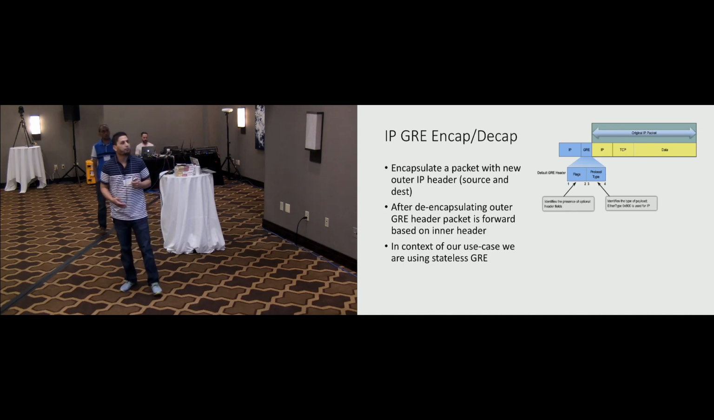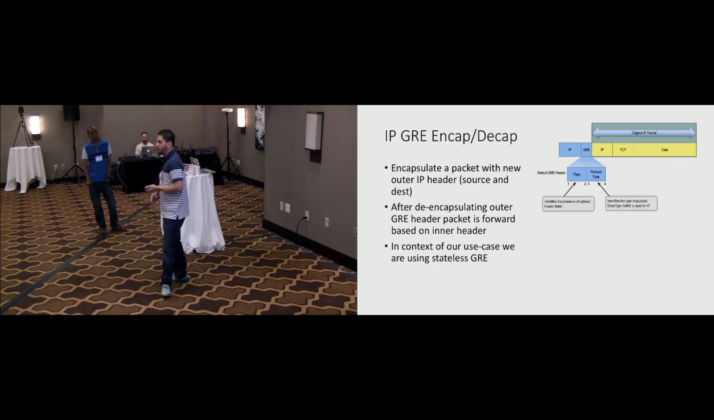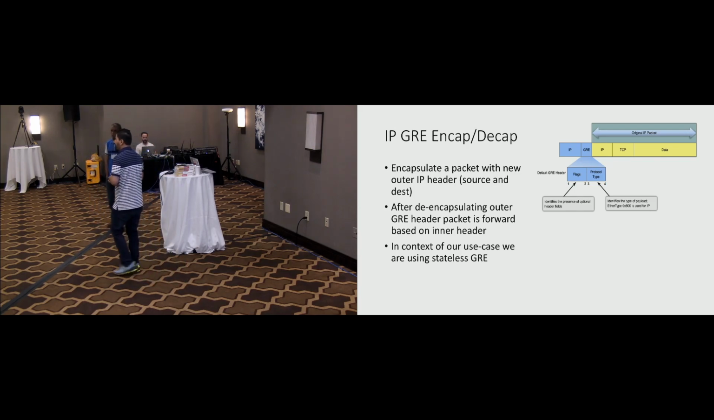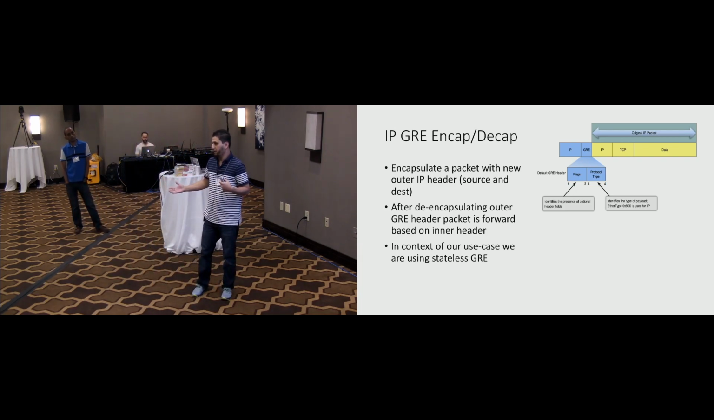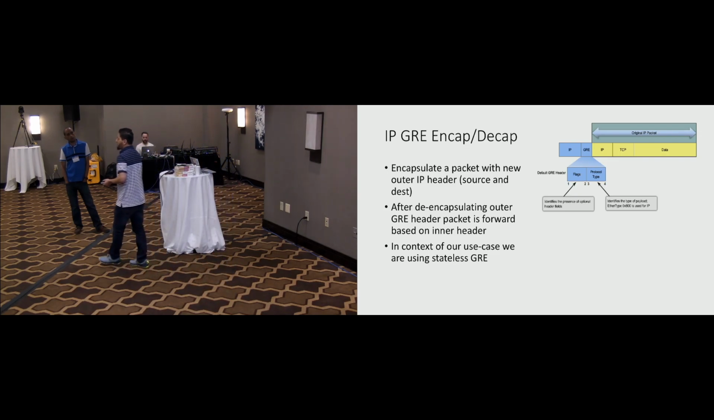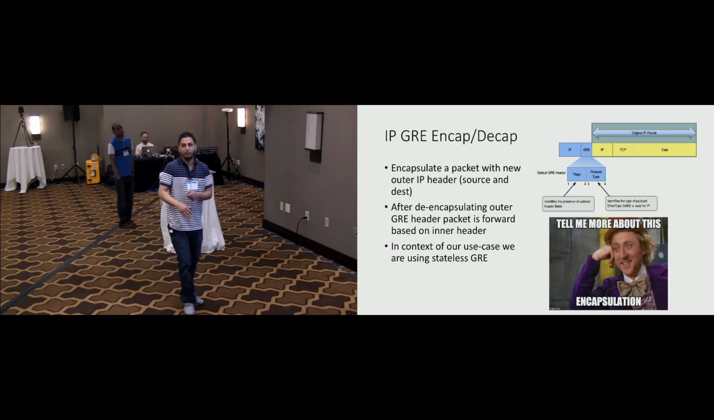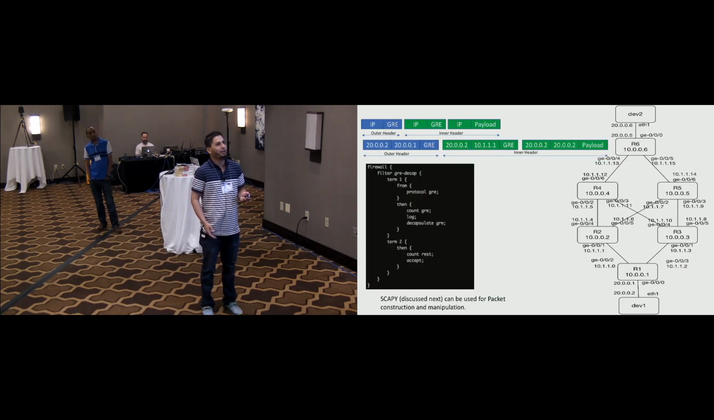So here, I'll just give you a quick overview of GRE. GRE is the generic routing encapsulation protocol. What it does is encapsulate your IP packet in an outer IP header that can have a new source and destination. Once you de-encapsulate that outer header, it gets routed based on whatever the inner IP header is. And we are talking here about stateless GRE. We are not talking about establishing a tunnel or anything of that sort. In the next slide, I'll give you a more detailed example of it. If you're interested in using this solution, I'll tell you more about it.